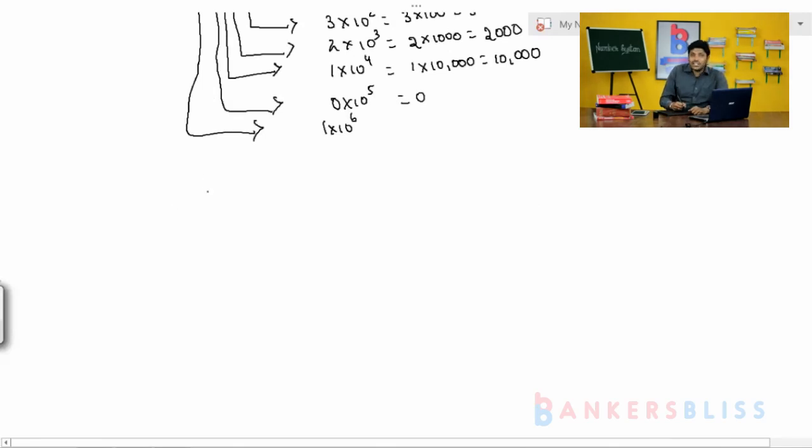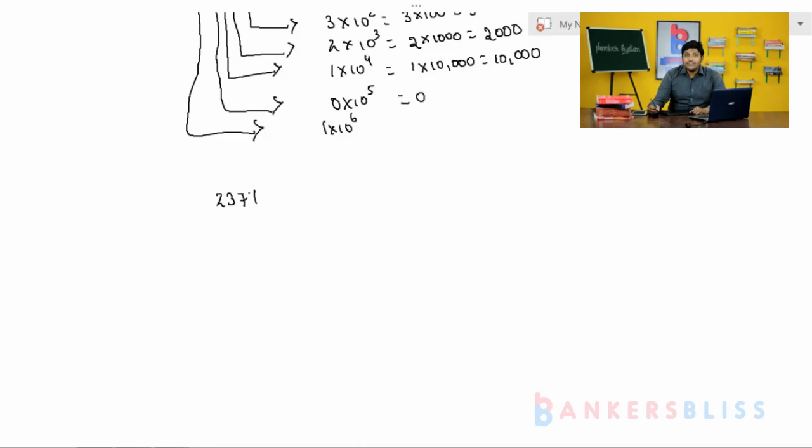See here, I am taking one more number, 2371. What is the place value of 3? 300. What is the place value of 7? 70. What is the place value of 2? 2000. What is the place value of 1? 1 itself. So place value you have learned. What do you mean by place value?